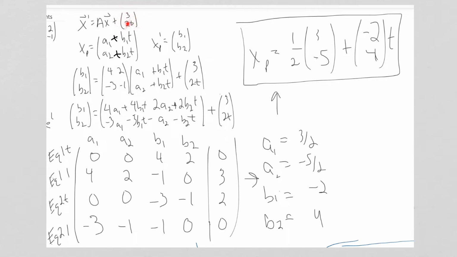I need to look at that guy and take all of the derivatives of it until it either goes away or goes to 0. That gives me a plus bt, and I get 1's in the top subscript and 2's in the bottom. So I take a1 plus b1t and a2 plus b2t.